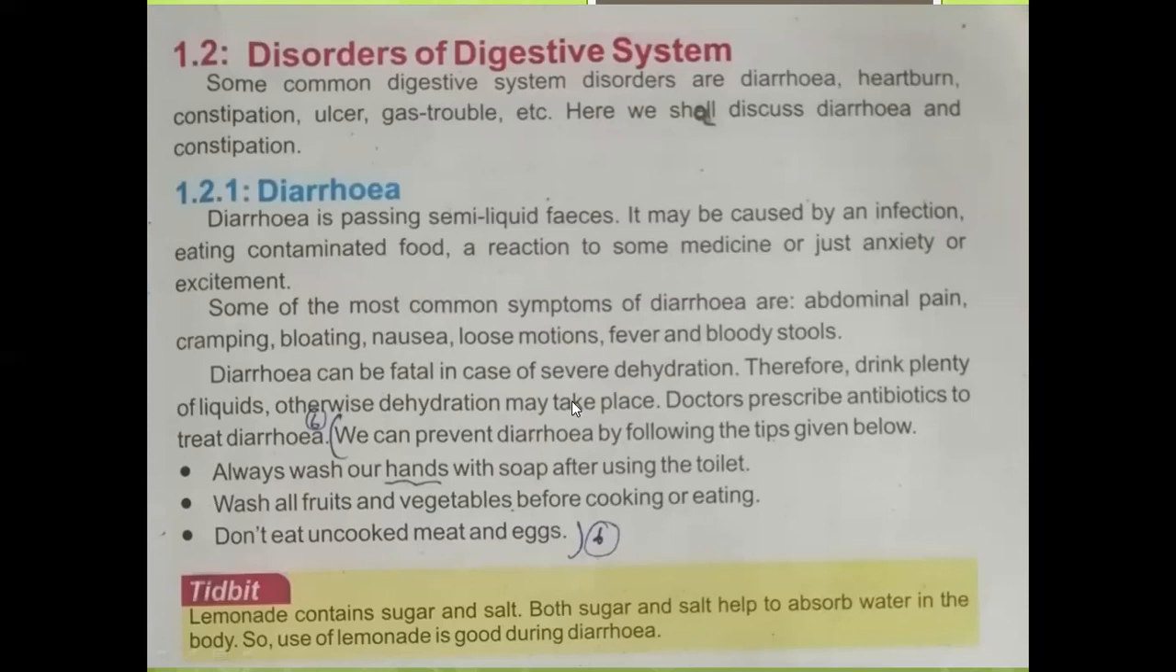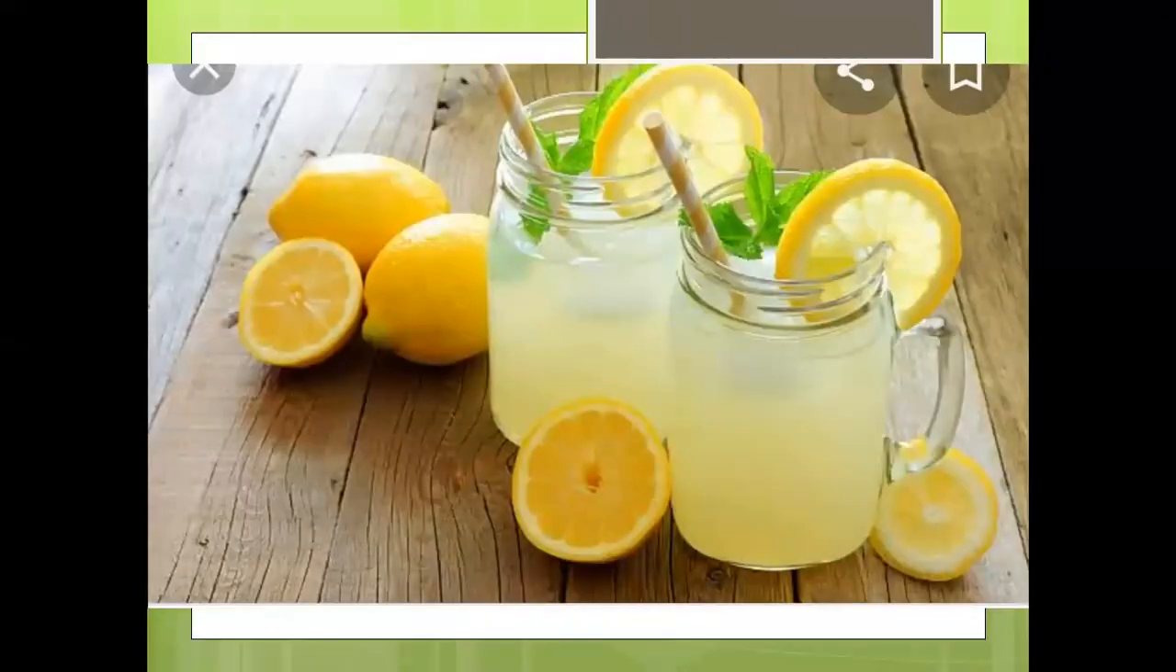It may be fatal. We can prevent diarrhea by washing hands with soap after using the toilet, washing our fruits and vegetables before cooking or eating, and not eating uncooked meat and eggs. Lemonade is the best drink in diarrhea. Also in summer, because in summer dehydration takes place due to sweating. So drink lemonade, which is a good drink for health.